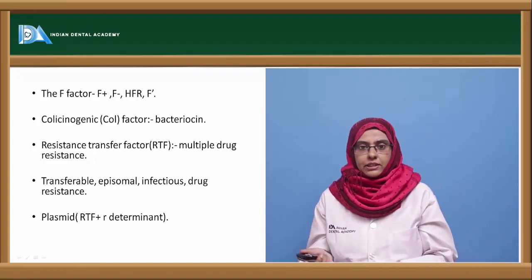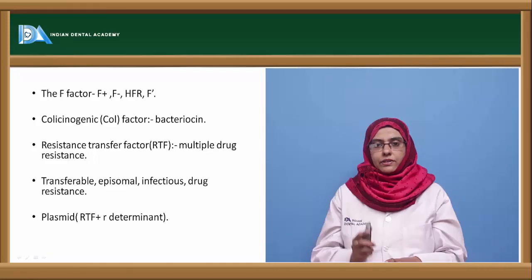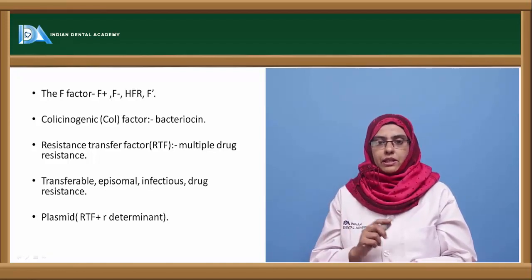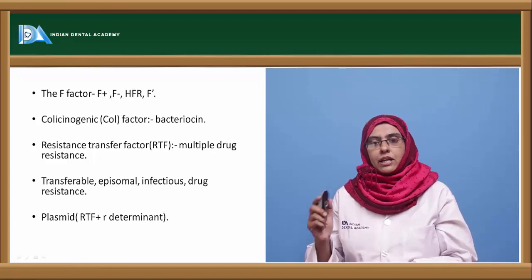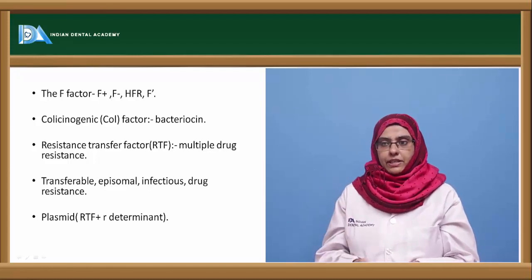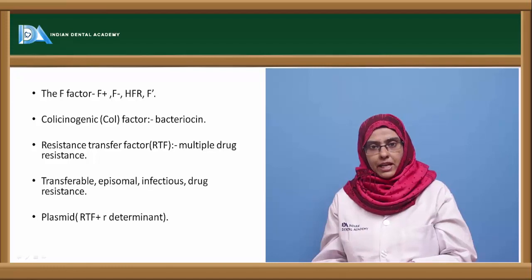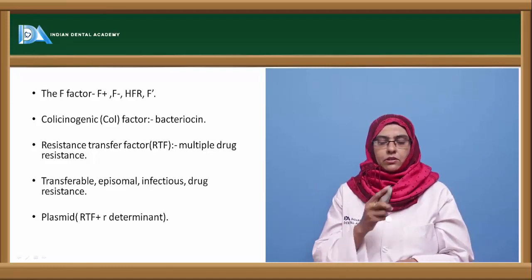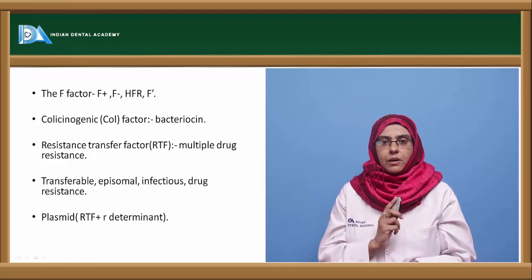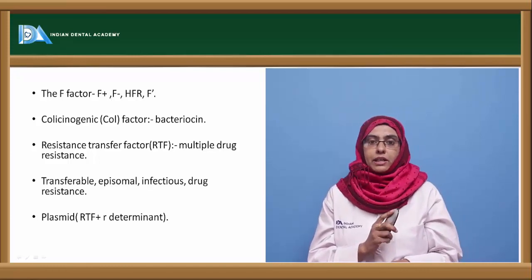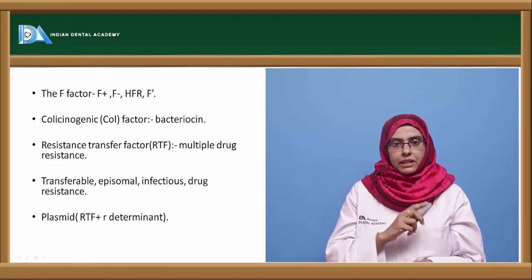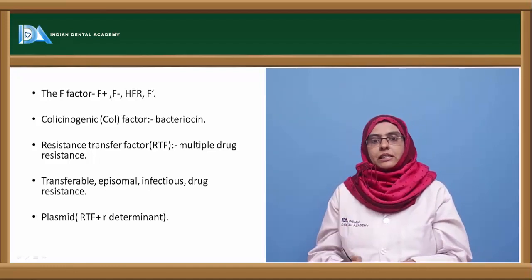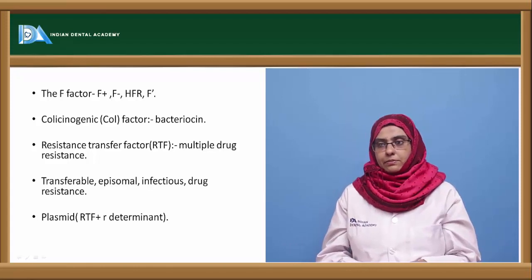So there are different types of F factor. F positive is male, F negative is female. When there is a conjugation taking place between two, the F minus gets converted to F plus. And we have HFR, where the plasmid gets integrated in the bacterial chromosome. This is called high frequency recombinant plasmid or high frequency recombinant bacteria. Now when the plasmid comes out of the bacterial chromosome taking some part of the bacterial gene, it is called the F prime plasmid.